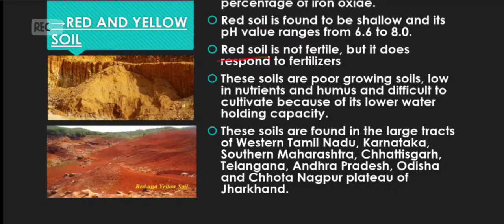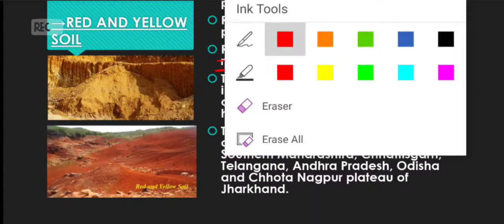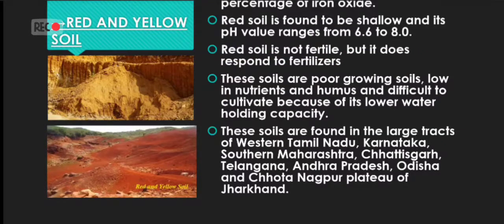Red soil is not fertile but it does respond to fertilizer. It can respond to fertilizer because it is not fertile. These soils are poor growing soils, low in nutrients and humus and difficult to cultivate because of lower water holding capacity. It has very low water holding capacity and it is difficult to grow crops because it lacks humus and nutrients.